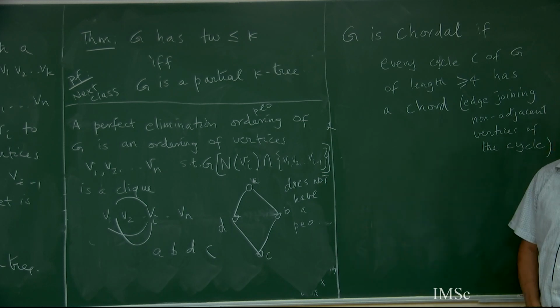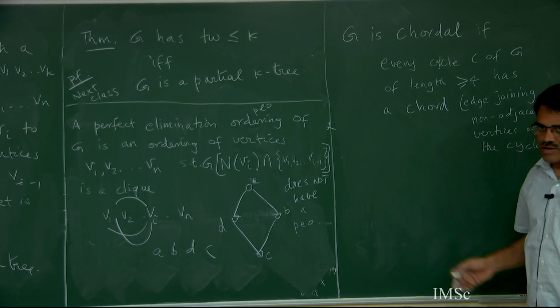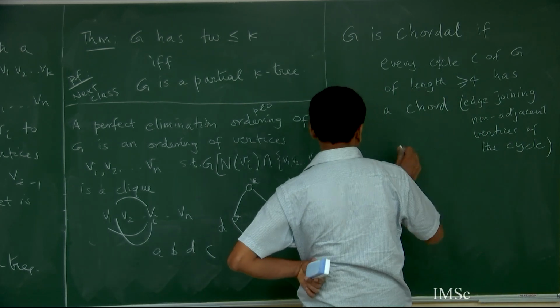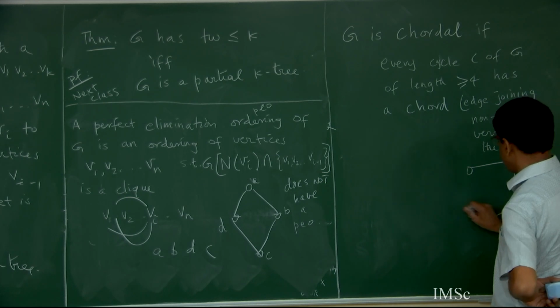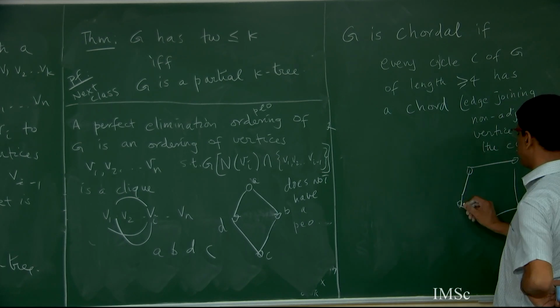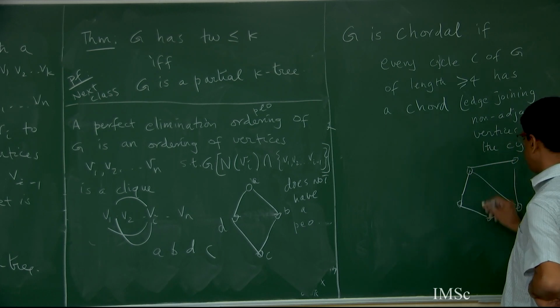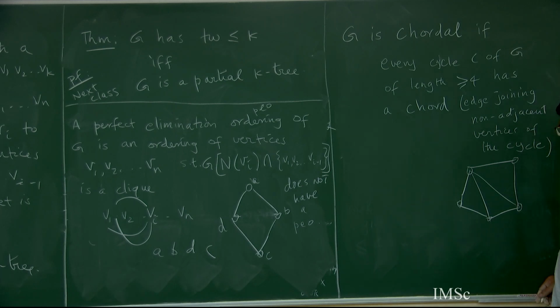This example actually shows that if you have a perfect elimination ordering, it must be chordal. So, is the definition clear? I cannot have such a cycle in the graph unless I have an edge like this. Now, I can't even have this cycle, so I should have an edge like this. I cannot have a cycle without chords.